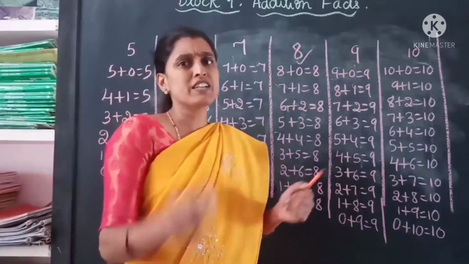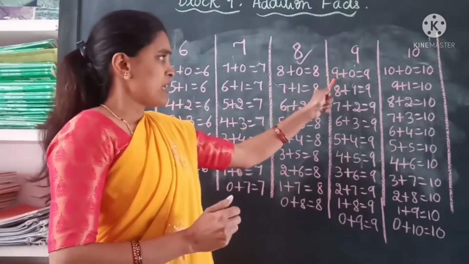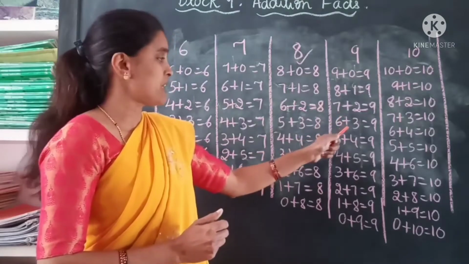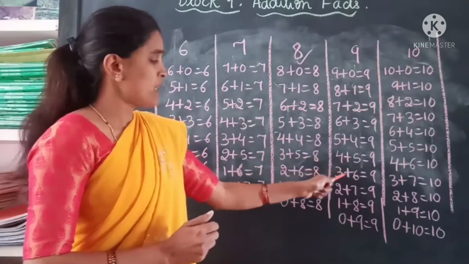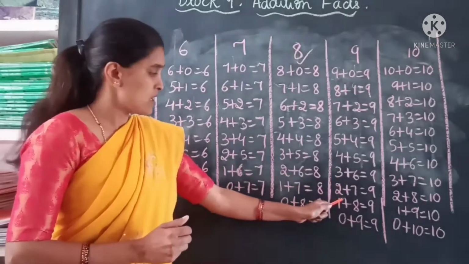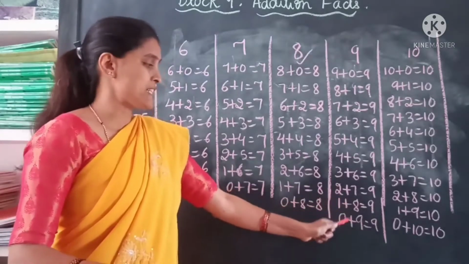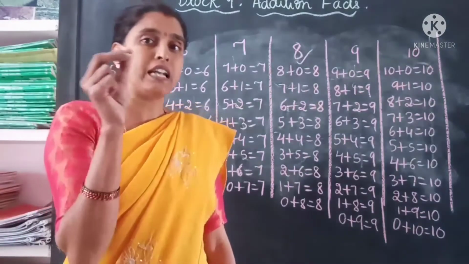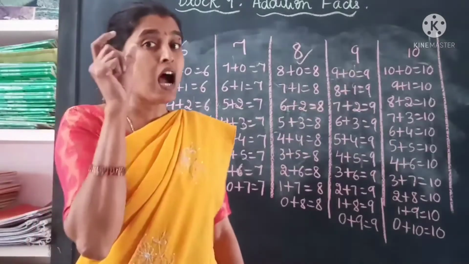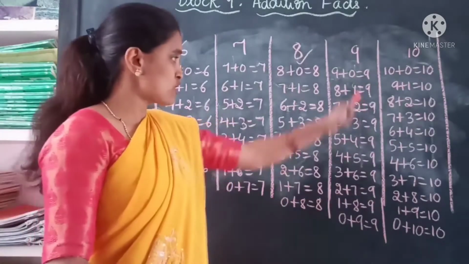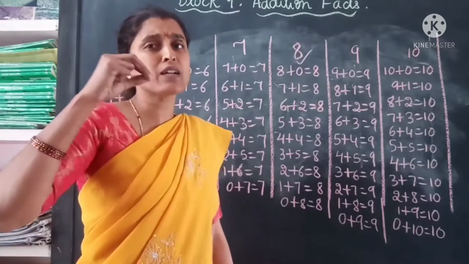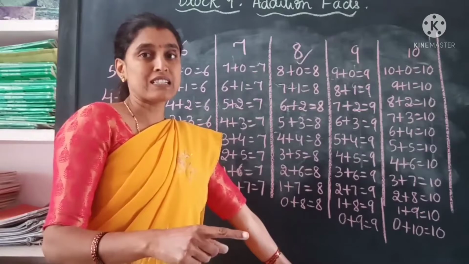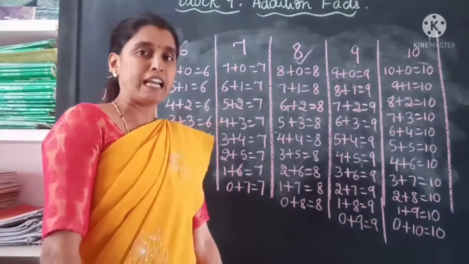Now let us see what are the addition facts of 9. See, 9 plus 0, it was 9, 8 plus 1, 7 plus 2, 6 plus 3, 5 plus 4, 4 plus 5, 3 plus 6, 2 plus 7, 1 plus 8 and 0 plus 9. So if we add these set of numbers, we will get the answer 9. So these are nothing but the addition facts of 9. Here also all the addition sentences are adding up to the same number, that is 9. So this group of addition sentences are nothing but addition facts of 9.